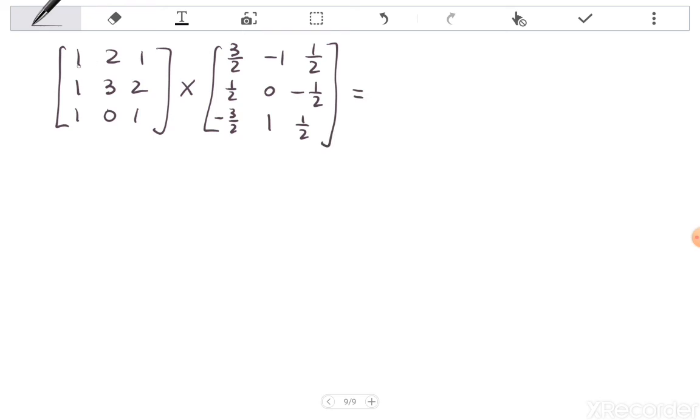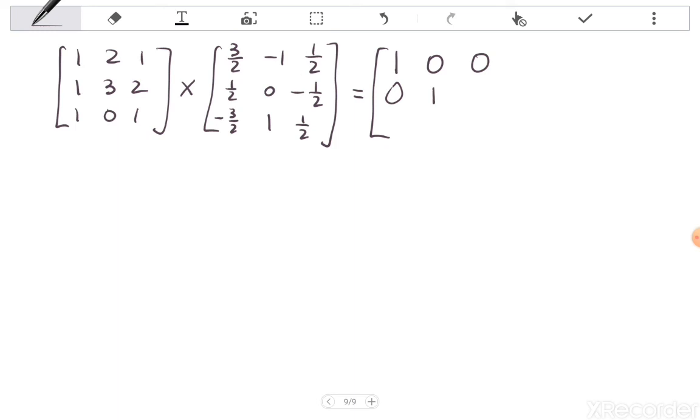Okay, so the first term of the product will be 1 times 3 over 2 plus 1 times minus 3 over 2. This will be indeed 1. 1 times minus 1, 0, and plus 1: minus 1 plus 1 will be 0. 1 times a half, minus 1 plus a half, so a half minus 1 will be 0. 3 over 2 plus 3 over 2 will be 3, and minus 3 will be 0. Minus 1 plus 0 plus 2. Minus 1 plus 2 will be 1.